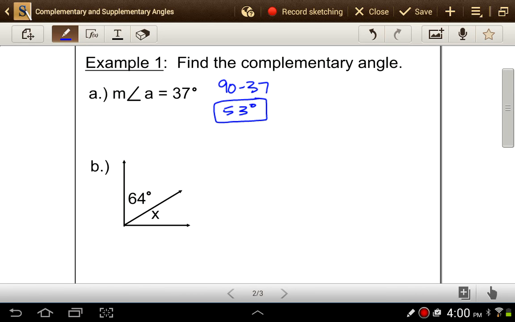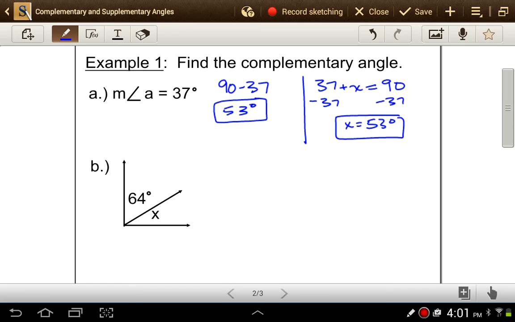Okay? The algebraic way would be to write an equation. That would be like, let's say, 37 plus x, the angle we don't know, equals 90 degrees. Subtract 37 from both sides, so x equals 53. This is why we can just subtract 37 from 90, because of this algebraic way right here. Okay, so here's the work. You can show it either way. There's your work, and there's your answer.